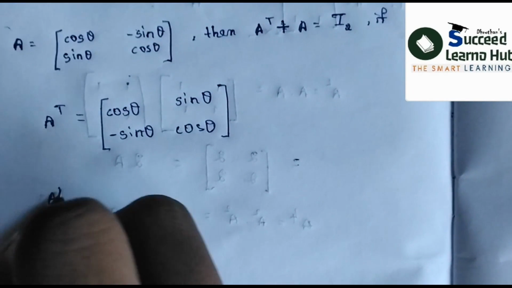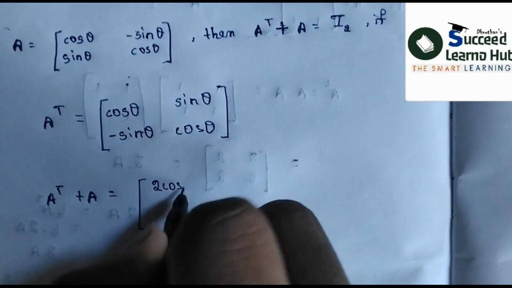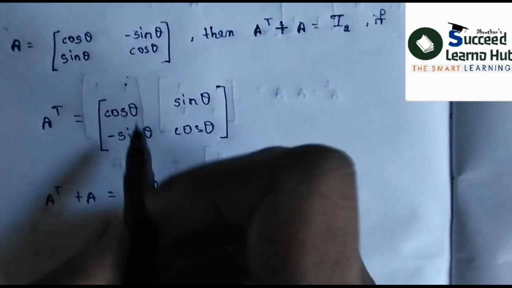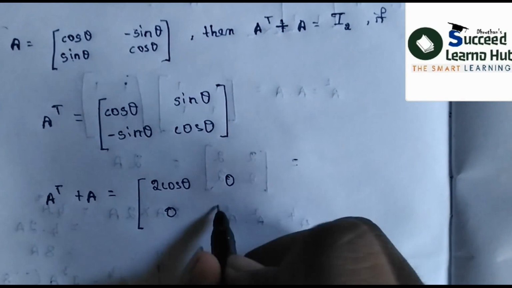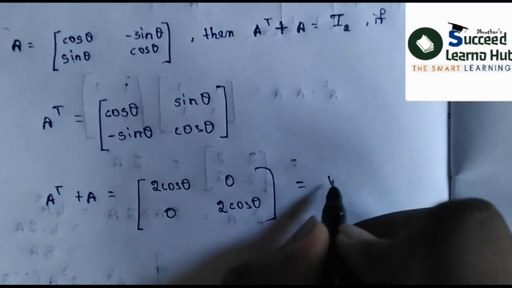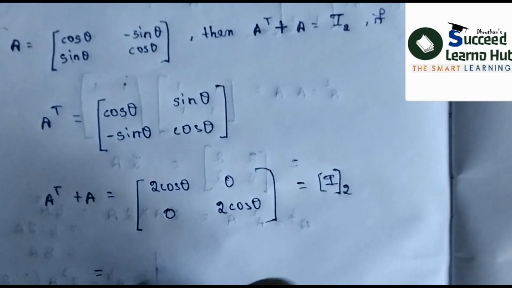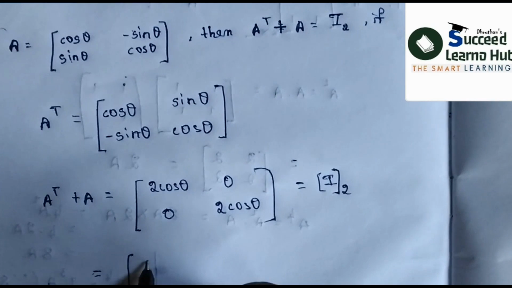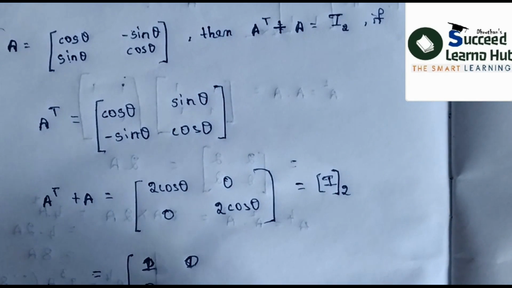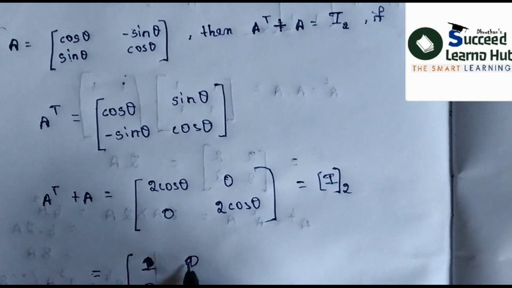Now we need to find A transpose plus A, which is equal to 2 cos theta. Sin theta minus sin theta cancels and 0 remains. Here also 0 remains as minus sin theta cancels. Then here it comes out to be 2 cos theta. This is equal to I of order 2. We know that I means the unit matrix, where the diagonal elements are 1 and the other elements are zeros.